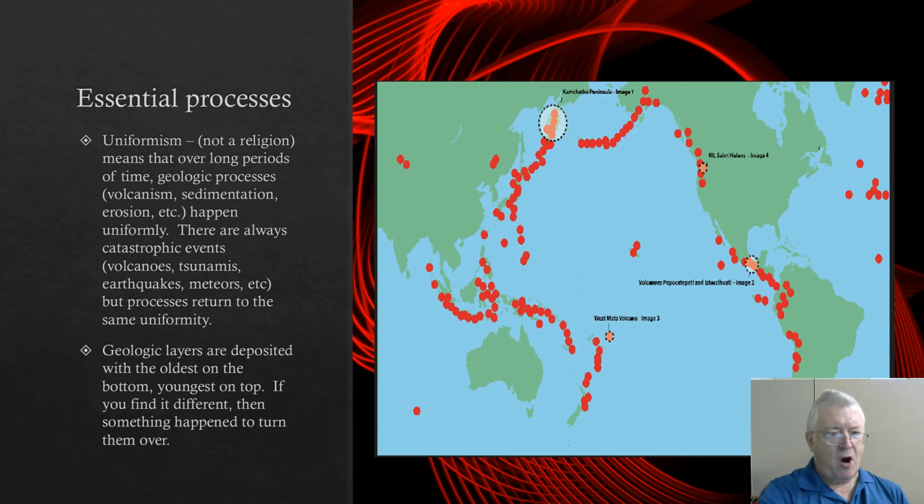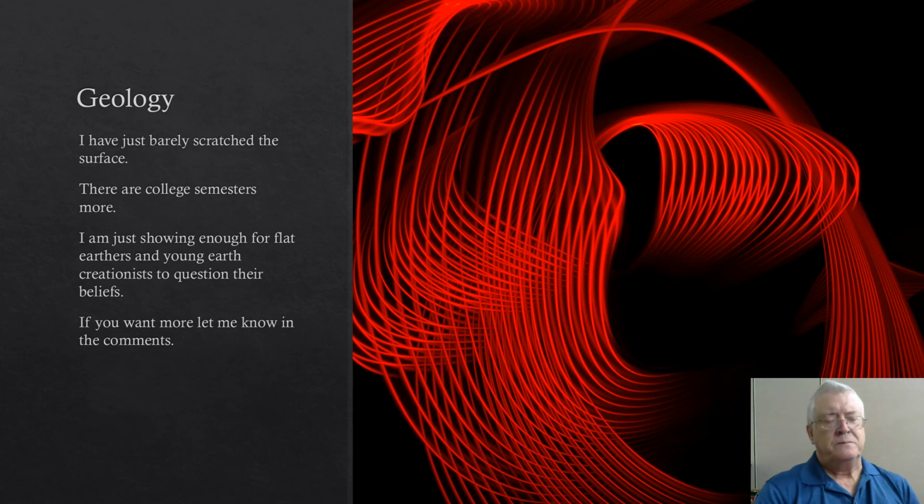And the reason there are layers is because something happened to change the formation. Okay, something happened, and once in a while you'll find them turned over on top of each other by an earthquake or something like that. And so when they're turned over, the younger layers might be in the middle or on the bottom or something. So that's geology for you.